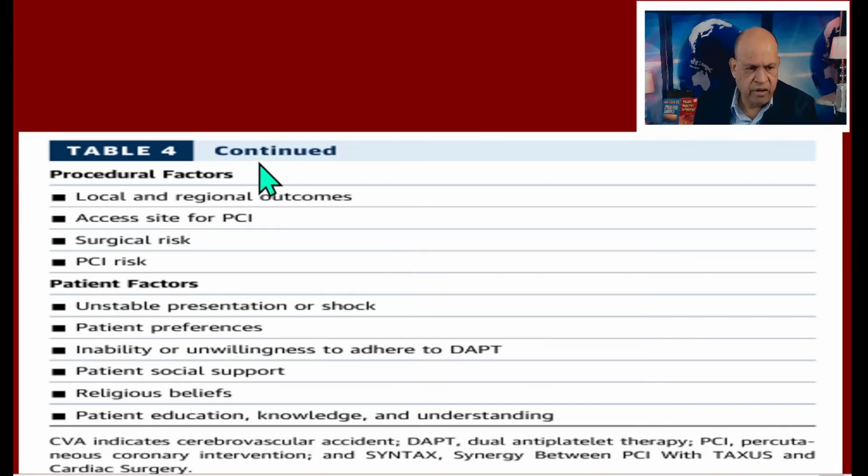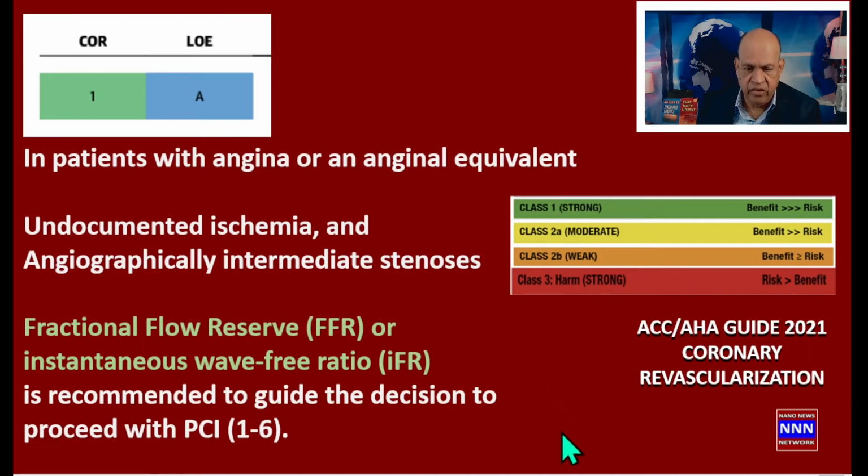Then we need to look at procedural factors. Access to PCI. Do we have a hospital where you can readily do the PCI as and when it is needed on an emergency, on a STEMI patient? What are the surgical risks? What are the PCI risks? Unstable presentation in a shock or cardiogenic severe heart failure, and is the patient severely hypotensive? Can these patients tolerate dual anti-platelet therapy? All these things have to be documented, and then we will be able to decide.